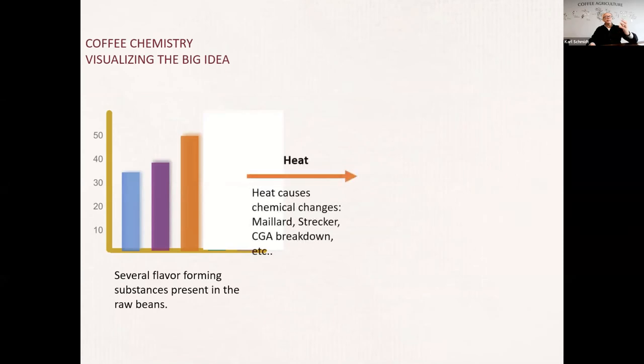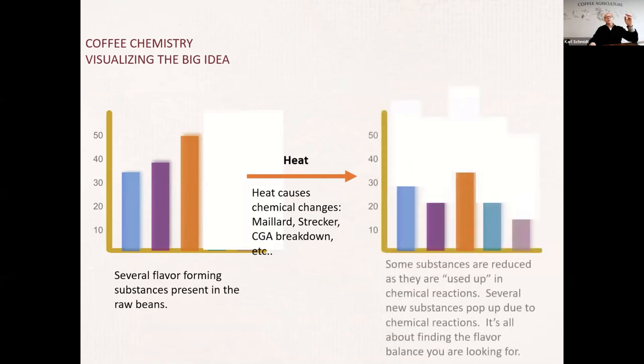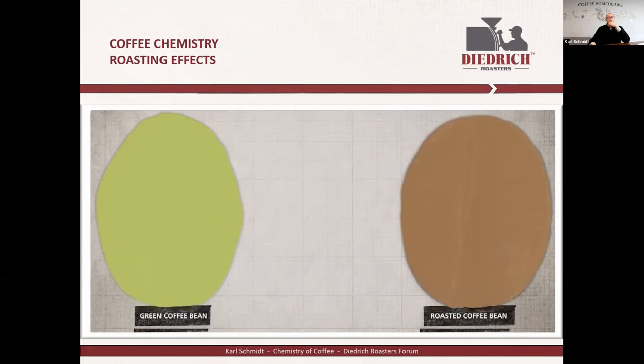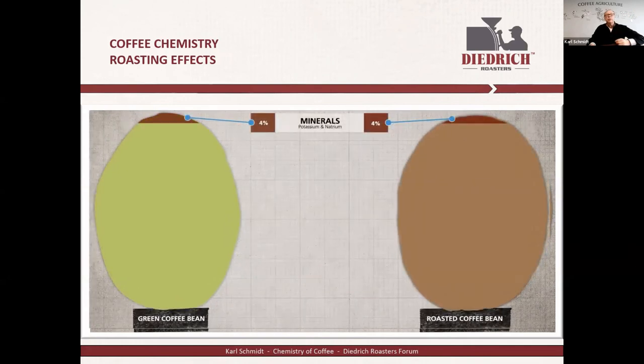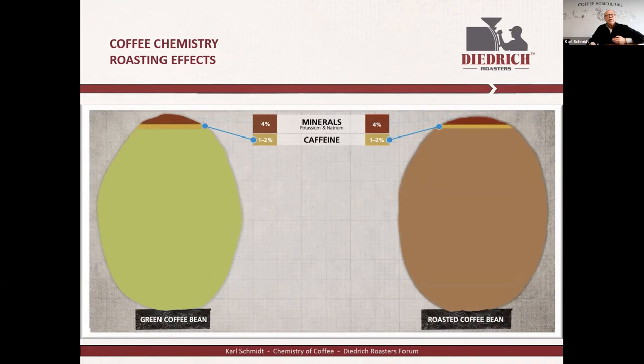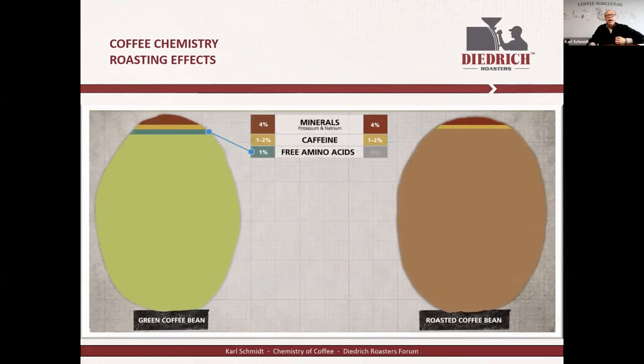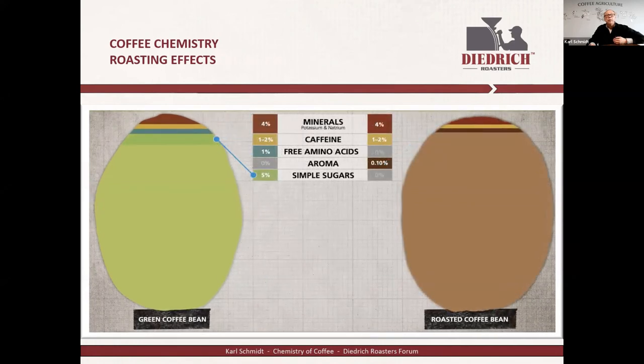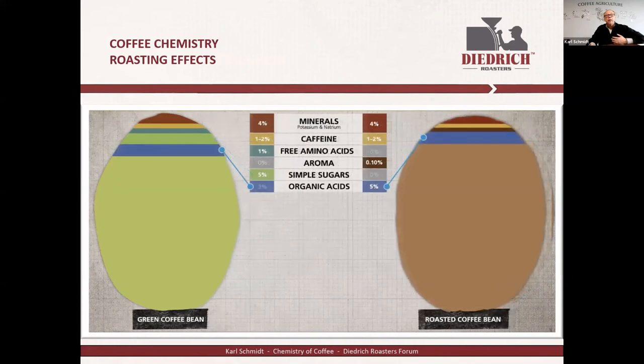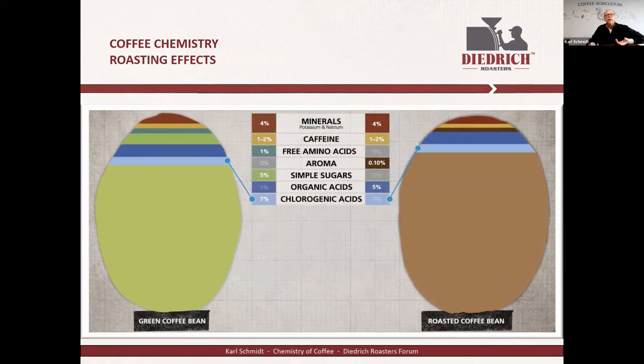So finally, we have several flavor forming substances that were present from the beginning. We added heat to them, and we get a certain development of substances out of them. And if we go back here, you see this out of the green bean, what we were able to do, and adding the minerals. We haven't done a whole lot to the minerals. Caffeine, we haven't done a lot to that. Free amino acids we took care of pretty well. Aroma that we converted and created. Simple sugars that we converted. The organic acids we used pretty well. Chlorogenic acids for sure.